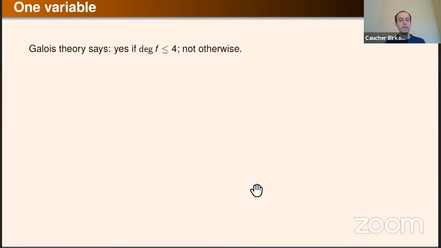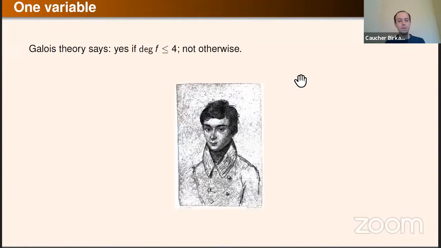This kind of question then led to the subject of field theory and Galois theory. And Galois theory says that, yes, you can do that if the degree of your polynomial is at most 4. But in general, you cannot always write down the solutions simply using radicals, like in the formula. So Galois theory is basically some kind of elementary algebraic geometry, but even this elementary form is already quite interesting. In fact, it's considered to be one of the most beautiful examples of truly modern abstract mathematics. And here is a picture of Galois.